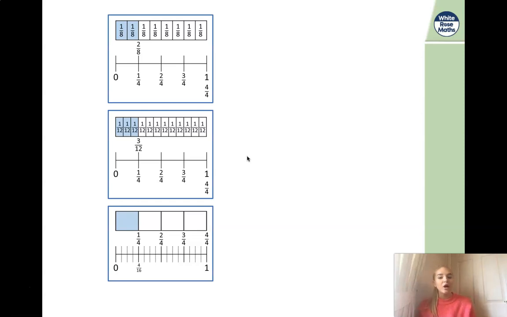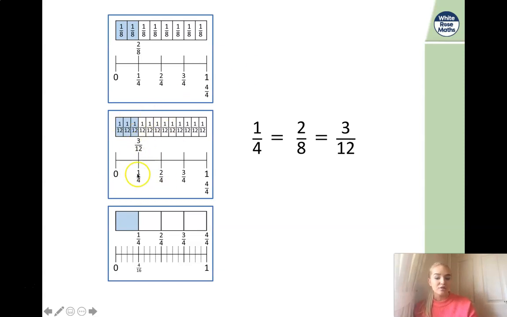Now so far we have found equivalences between quarters, eighths and 12ths and 16ths. We can see that they are all equivalent by using this line here. I can see that 1/4 is equivalent to 2/8 using this model here. I can see that then 1/4 is also equivalent to 3/12 using this here, which is also equivalent to 4/16 using this number line here.